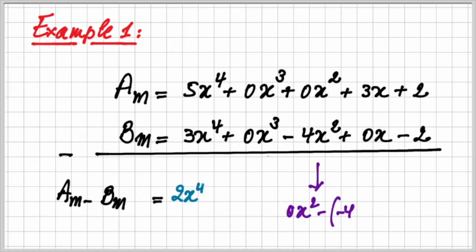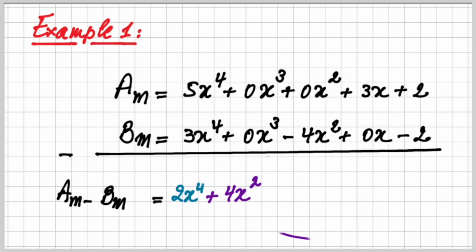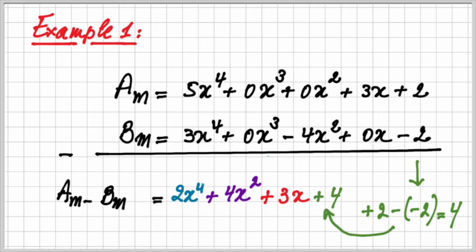We look at x squared, we find 0x squared minus 4x squared, which is equal to 4x squared. We add this also to the equation. Now we look at the parameter in x, we find 3x minus 0x, which obviously is equal to 3x. So that's our term in x. And now we look at the last term, 2 minus 2 is equal to 4, and that gives us the last parameter of our equation.